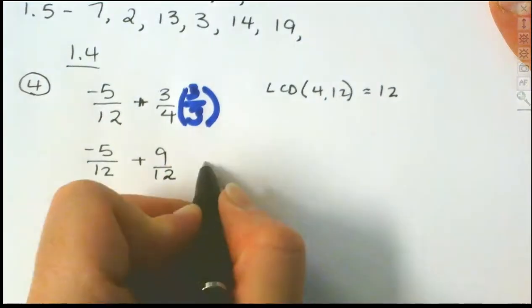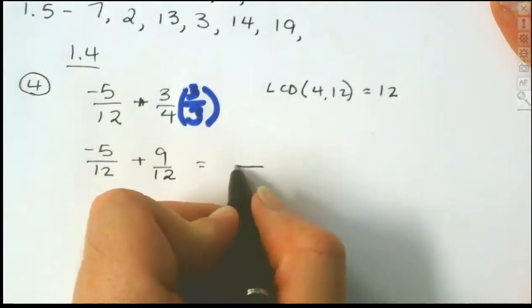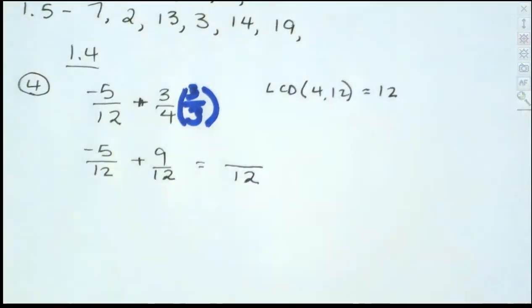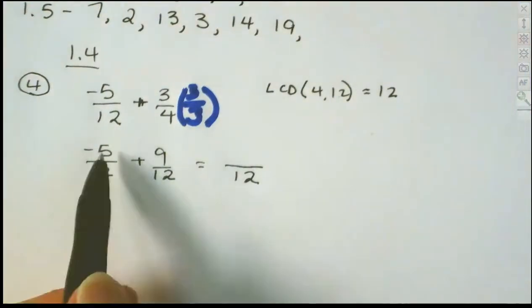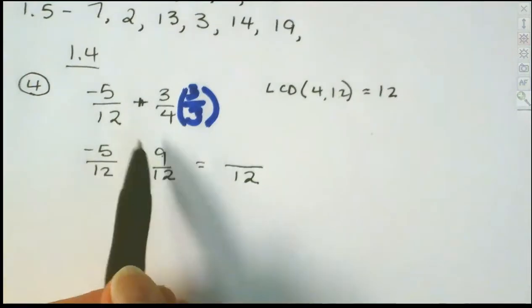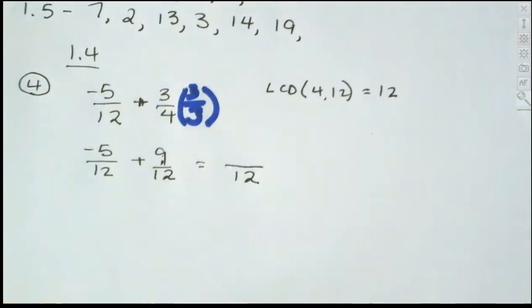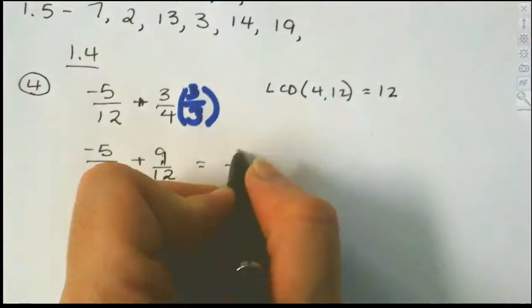And what are we now going to do? Add them together. They have the same common denominator of 12. So the 12 is going to go below. And now we can just simply combine them together. So we've got negative 5 plus 9. 9 is the larger number. 9 is positive, so that means my sign is going to be positive. And 9 minus 5 is 4.